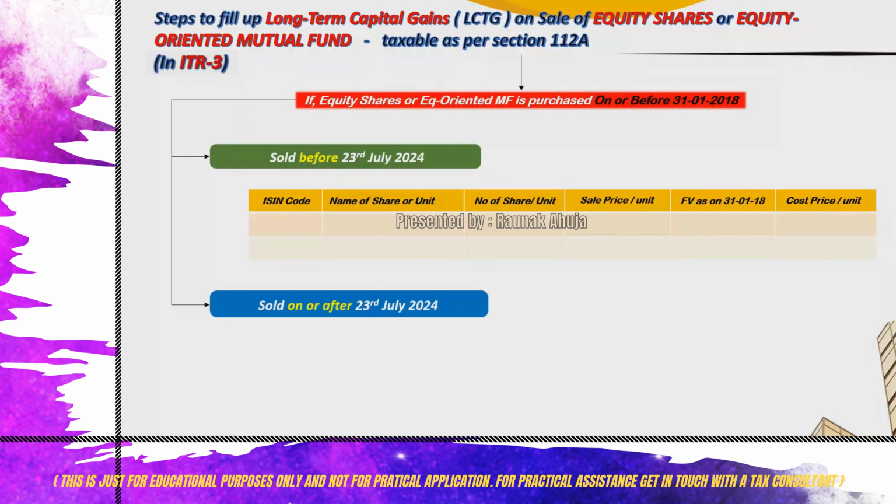So, in this table, we'll be filling up the details of the equity shares or equity-oriented mutual funds that were purchased on or before the 31st of January 2018 and sold before the 23rd of July 2024. Let's quickly see what we have in our example. Perfect. Now we move on to the equity shares or equity-oriented mutual funds that were sold on or after the 23rd of July 2024.